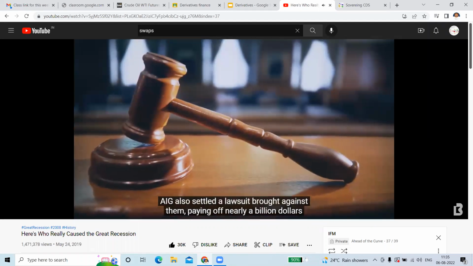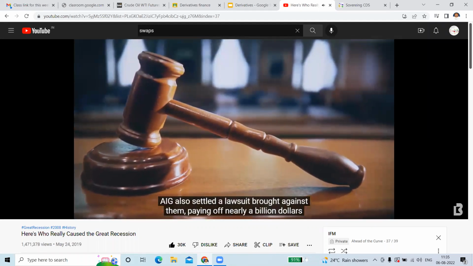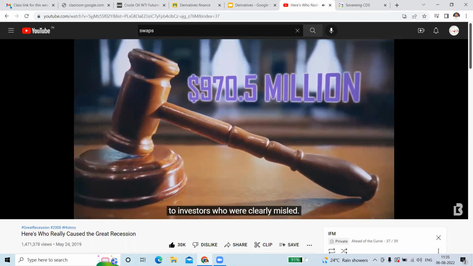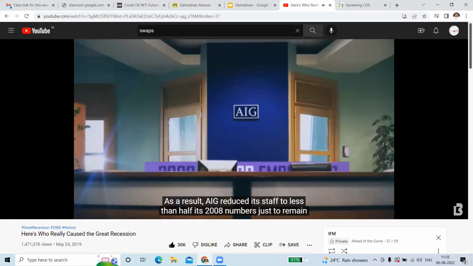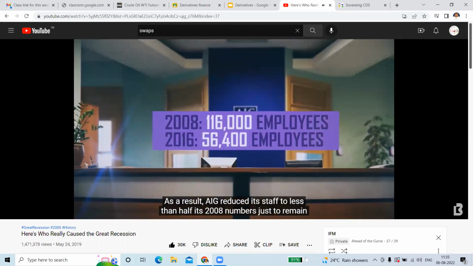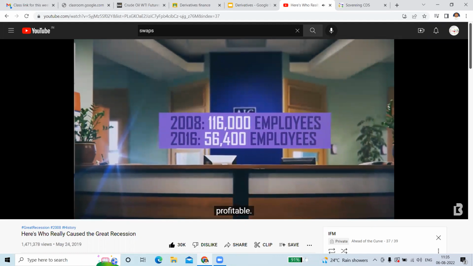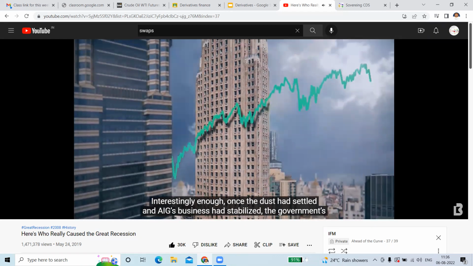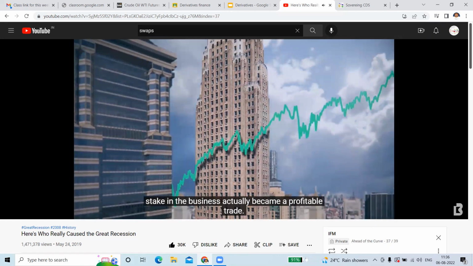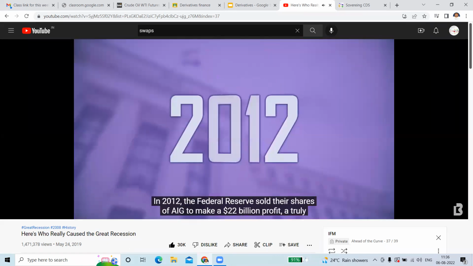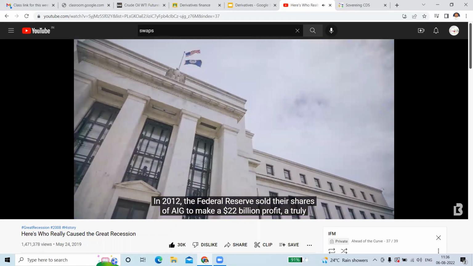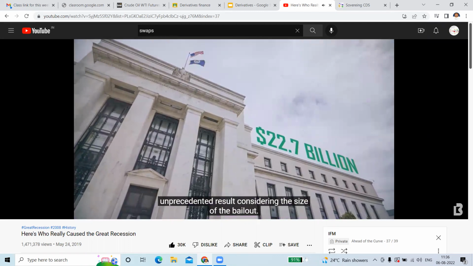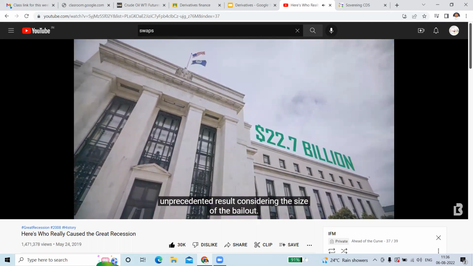AIG also settled a lawsuit brought against them, paying the largest class action settlement of nearly $1 billion to investors who were clearly misled. As a result, AIG reduced its staff to less than half its 2008 numbers just to remain profitable. Interestingly enough, once the dust had settled and AIG's business had stabilized, the government's stake in the business actually became a profitable trade. In 2012, the Federal Reserve sold their shares of AIG to make a $22 billion profit, a truly unprecedented result considering the size of the bailout.